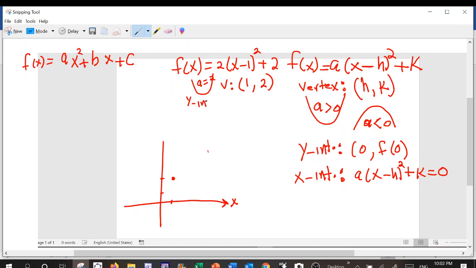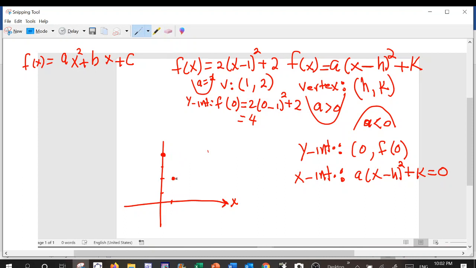Okay, so what is the y-intercept? Well, the y-intercept is going to be f of 0. And f of 0 is 2 times (0 minus 1) squared plus 2. 0 minus 1 is negative 1, squared is 1. 1 times 2 is 2. 2 plus 2, 4. So the y-intercept is at 4. That's (0, 4) right there.